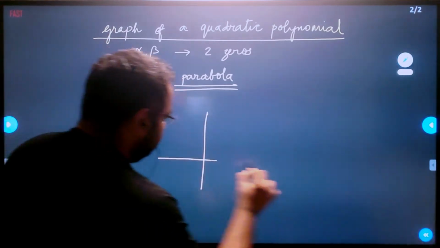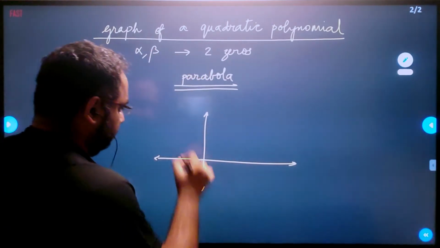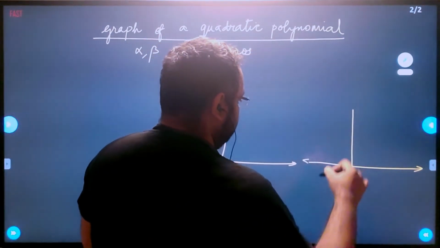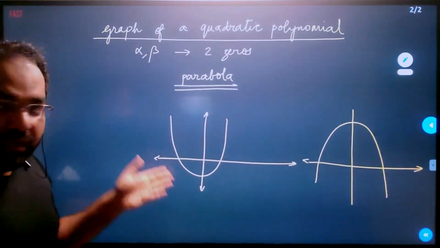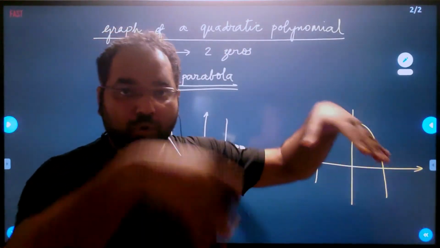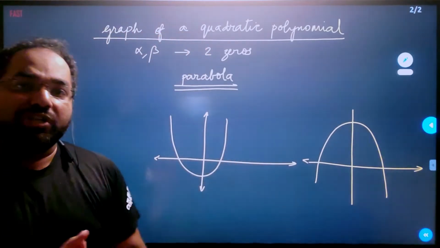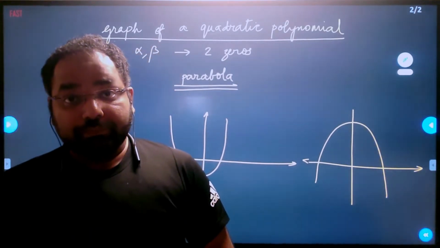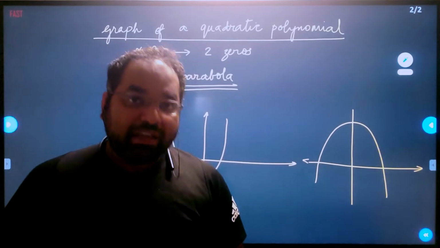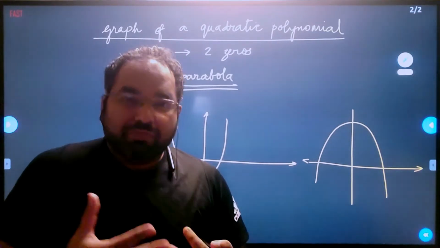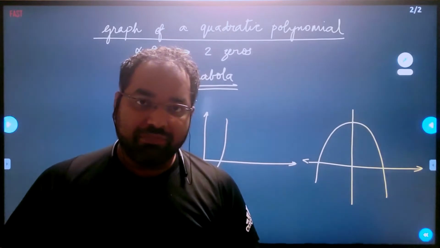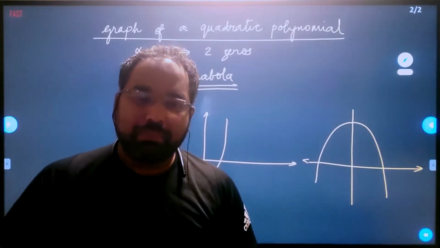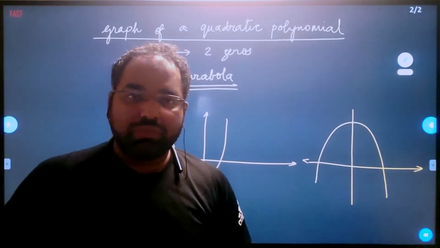It could be like this, or it could be like this. It could be an opening U upwards or an opening U downwards. Now, this is how the shape of a quadratic polynomial is going to look when you plot it on a graph. Alright? The next thing is, without having enough information or without necessarily plotting a graph, can you still predict how your graph is going to look or where you can place all the points on the graph? The answer is yes, which is what we're going to do right now.